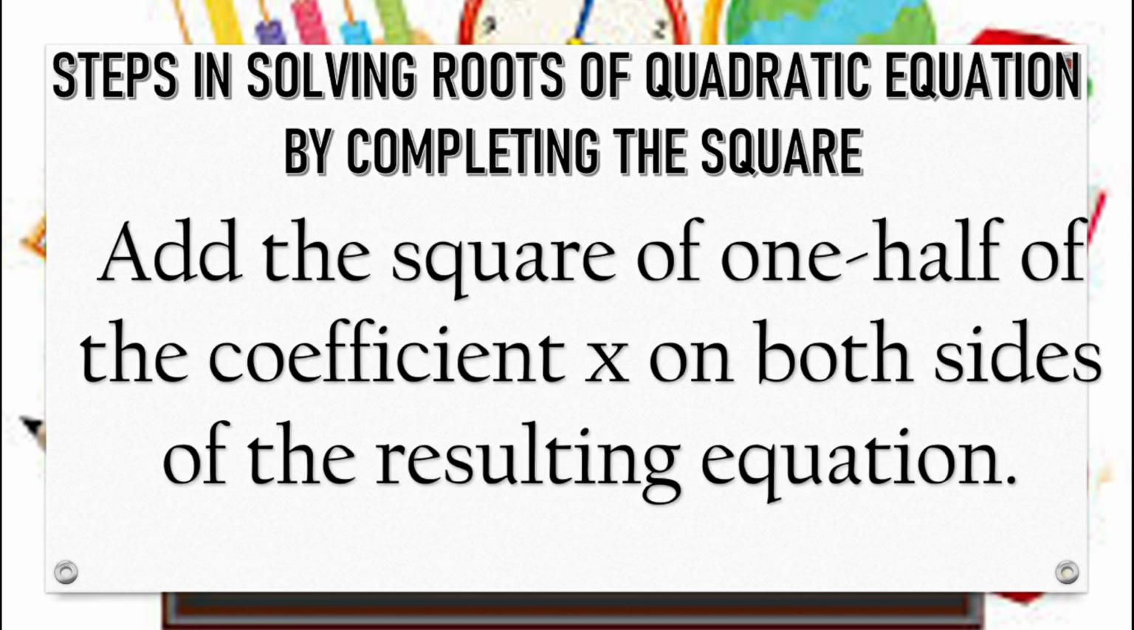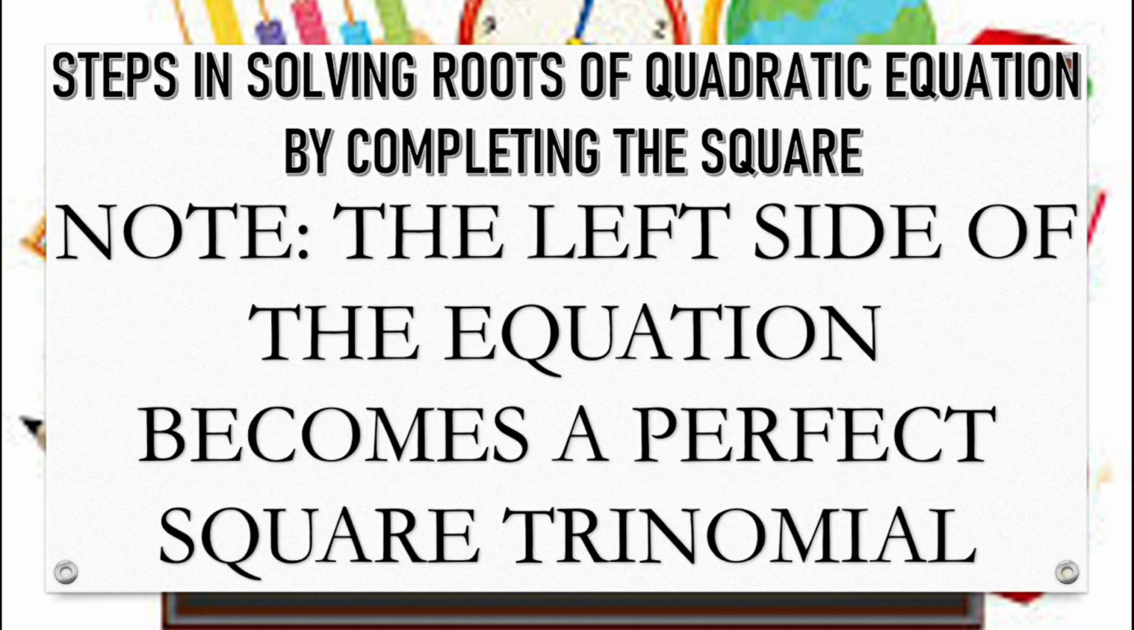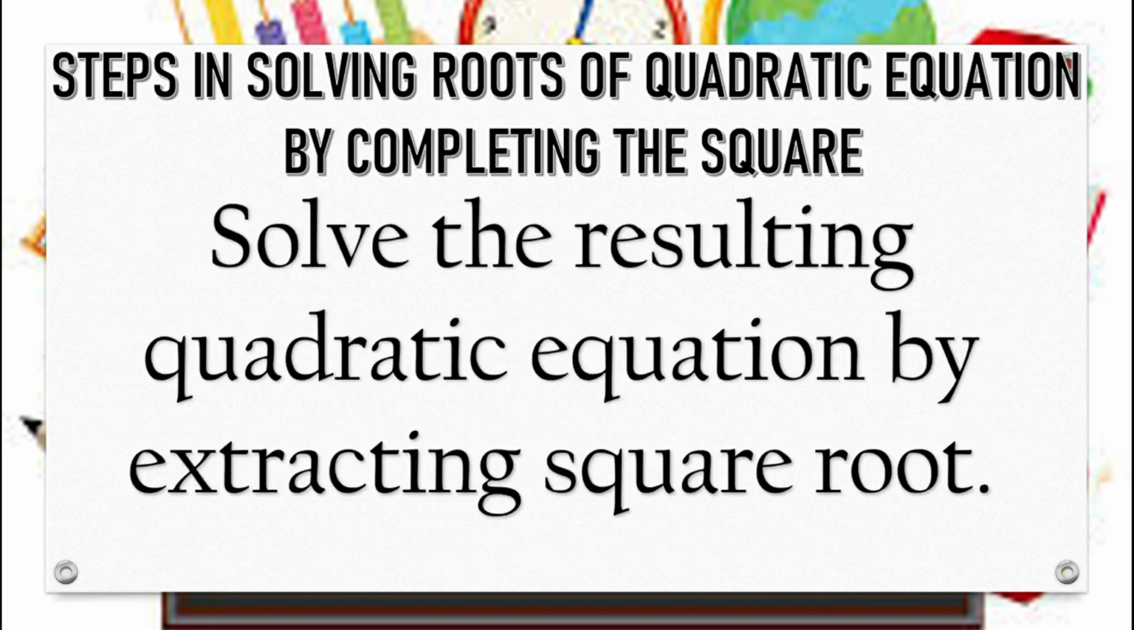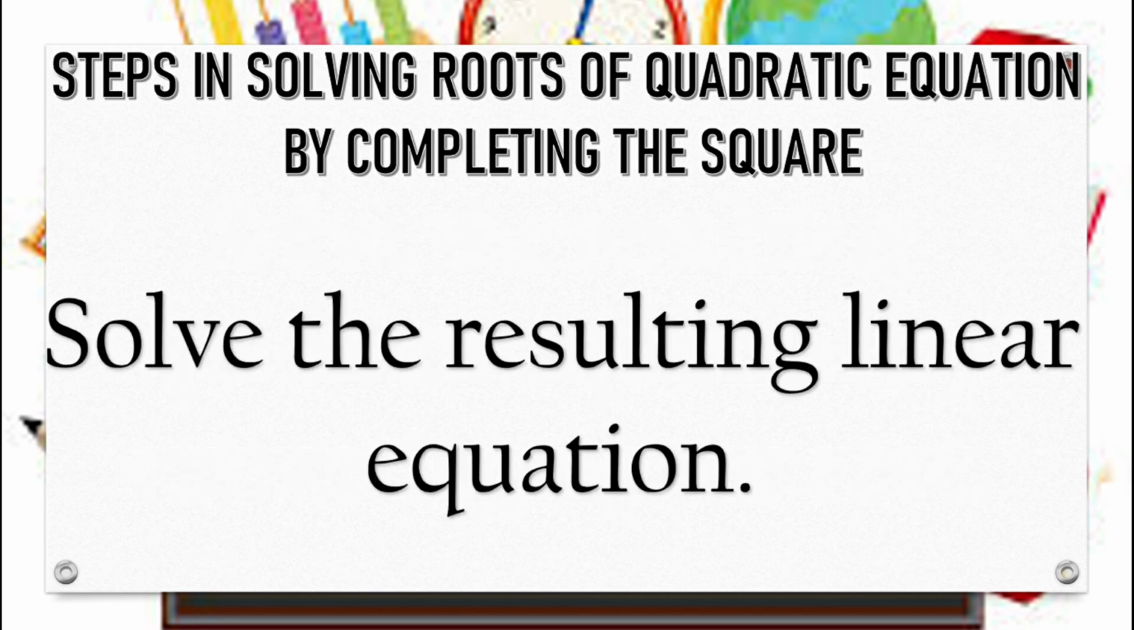Third, add the square of 1/2 of the coefficient x on both sides of the resulting equation. Please take note of this one. The left side of the equation becomes a perfect square trinomial. Fourth step, express the perfect square trinomial on the left side of the equation as a square of a binomial. Next, solve the resulting quadratic equation by extracting square root. And to obtain the solutions or roots, solve the resulting linear equation.